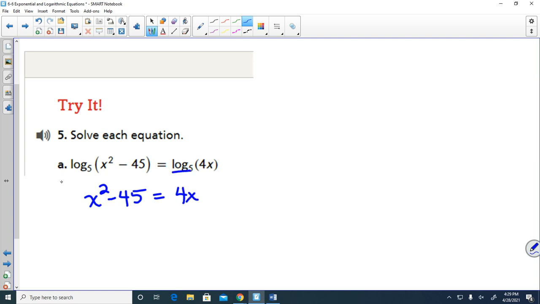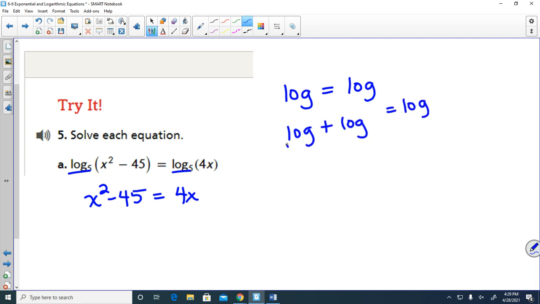Because these logs are the same. Now you can only do it if you have log equals log. If you had another expression like log plus log equals log, then you would need to combine these two logs together before doing this.